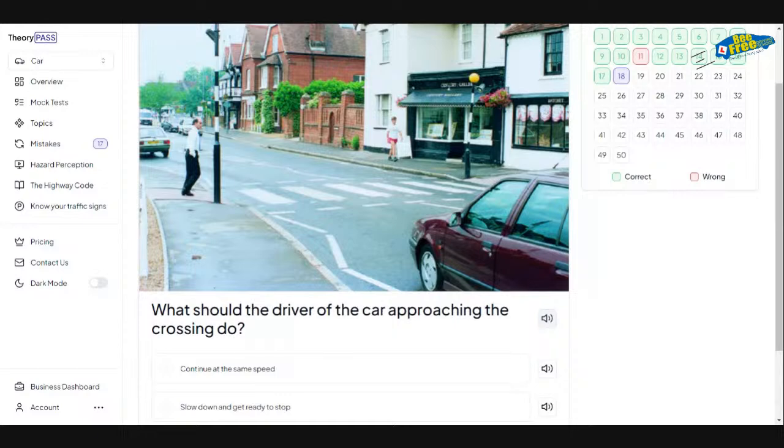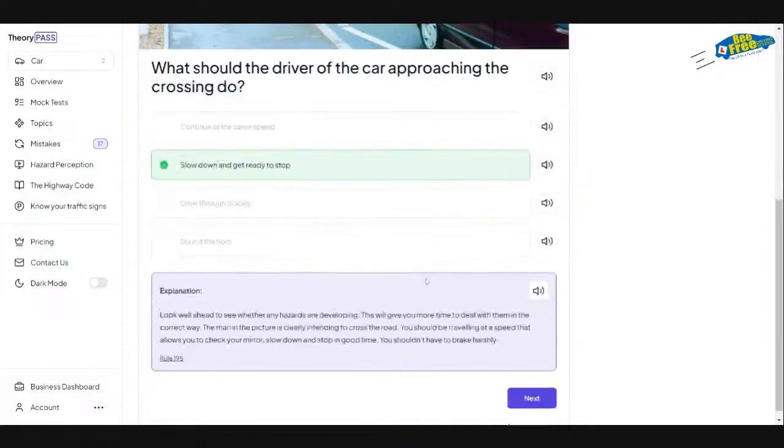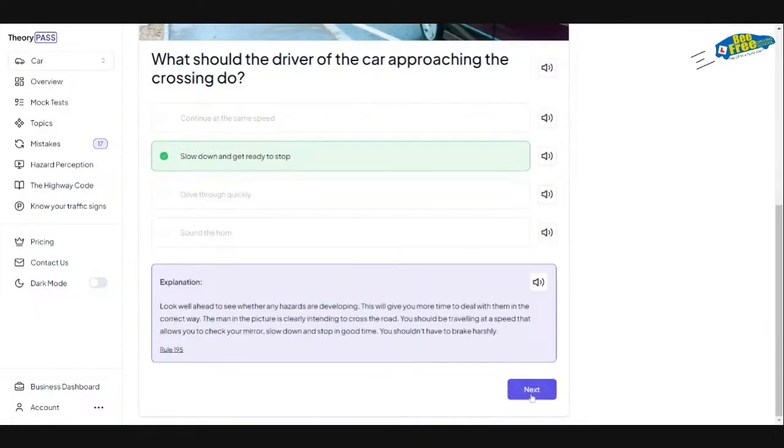Well, there's people there. You've got a man already about to cross the road. You should stop, slow down, and get ready to stop. That's the only correct answer. No other answer makes sense.